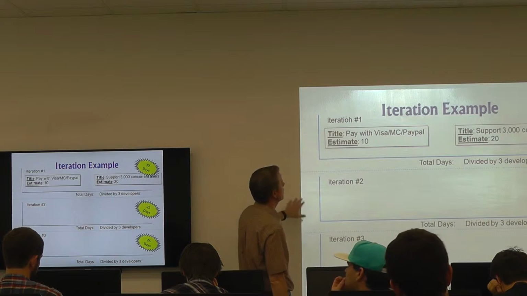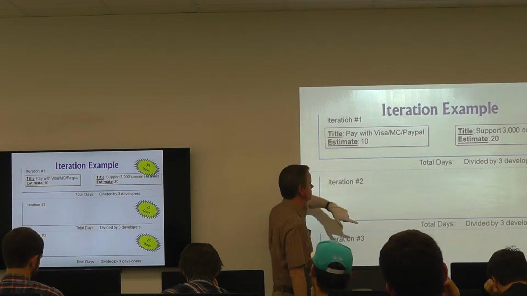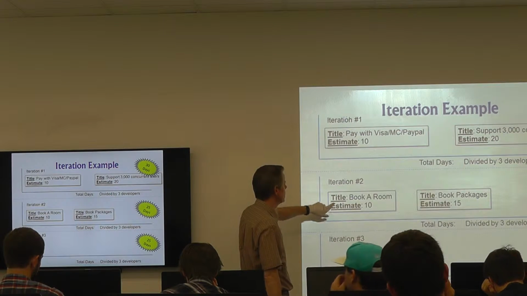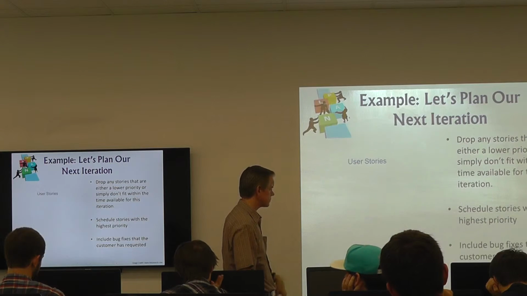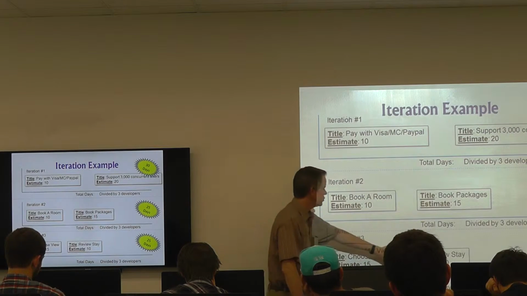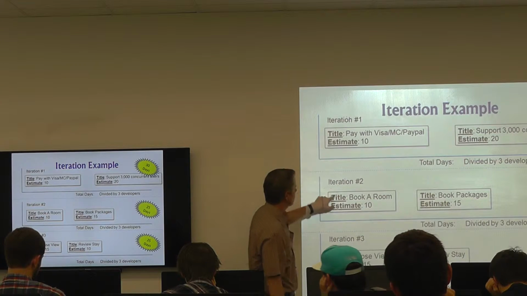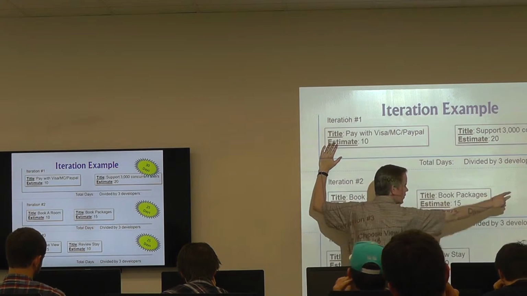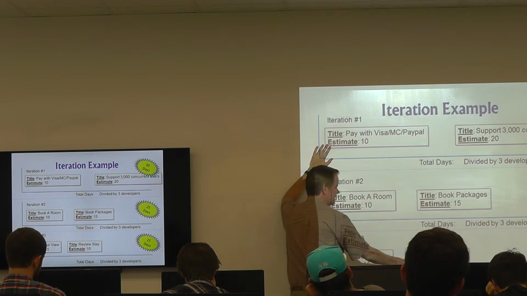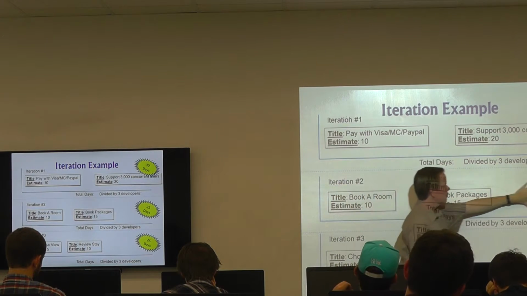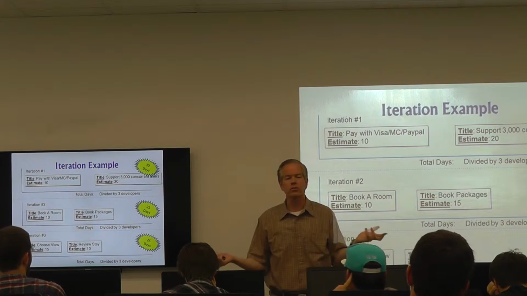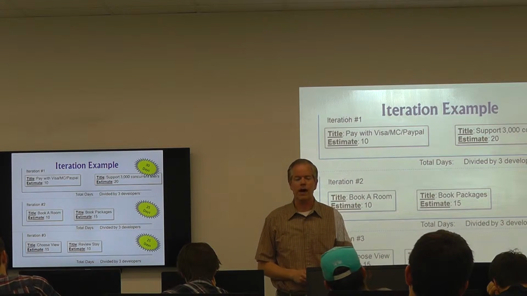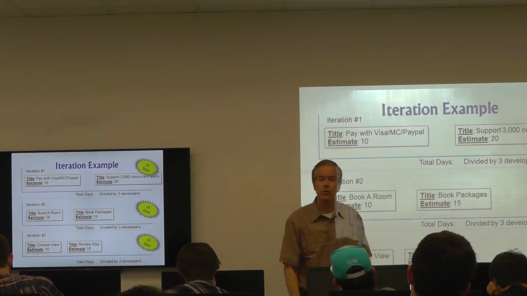You'll recall this. This was our iterations. Remember, pay with MasterCard and Visa. We had planned on the second one to do book a room and book packages. And on the third one, oops, I think we only had 2 there. Choose a view and review stay. Remember, we're adding this up. So 10 and 15 is 25 days. Down here it's 15 and 10. It comes out to be 25 days. Remember, our iterations are probably about a month long, so that's 30 days. 25, quite obviously, is less than 30, but that's okay.